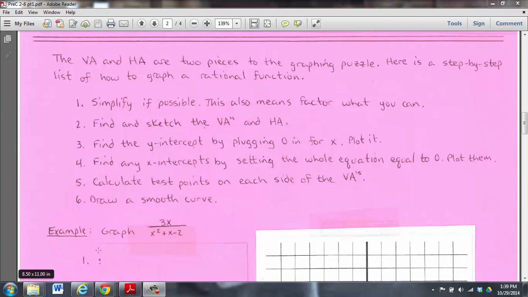Then we want to find any intercepts that we can. Find the y-intercepts by plugging 0 in for x. And find any x-intercepts by setting the whole equation equal to 0, and plot any x-intercepts and y-intercepts.